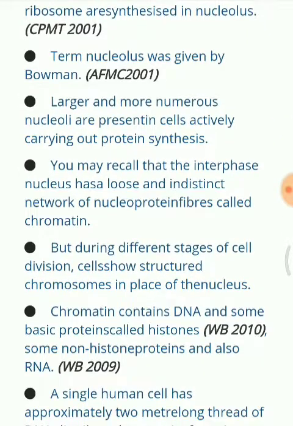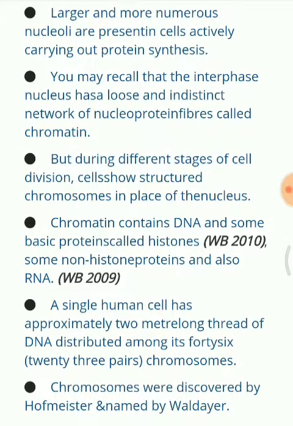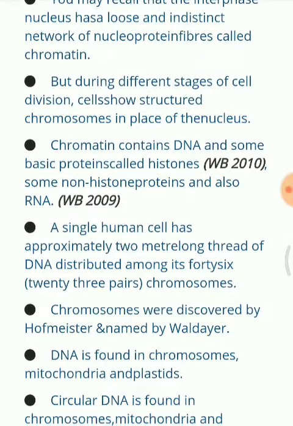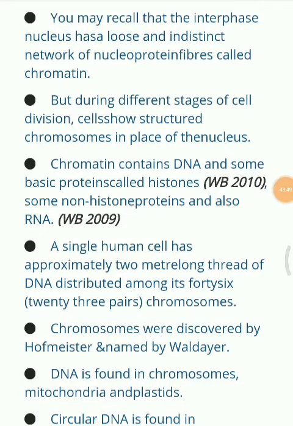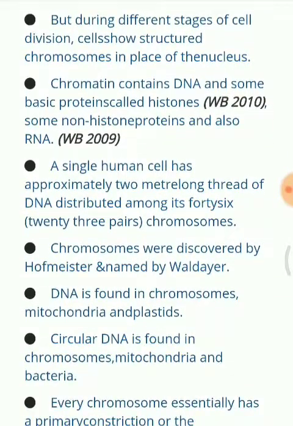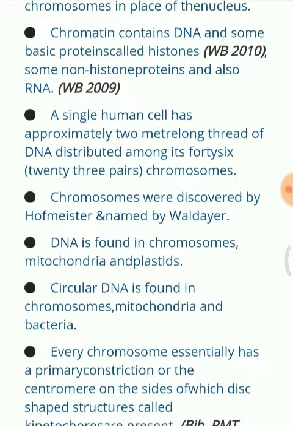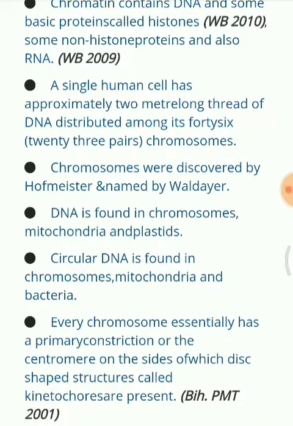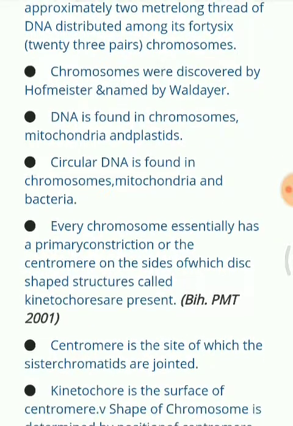You may recall the interphase nucleus as a loose and indistinct network of nuclear protein fibers called chromatin. But during the different stages of cell division, cells show structured chromosomes in place of the nucleus. Chromatin contains DNA and some basic proteins called histones, some non-histone proteins, and also some RNA. A single human cell has approximately a 2-meter long thread of DNA distributed among its 23 pairs of chromosomes. Chromosomes were discovered by Hofmeister and named by Waldeyer. DNA is found in chromosomes, mitochondria, and plastids. Circular DNA is found in mitochondria, plastids, and bacteria.